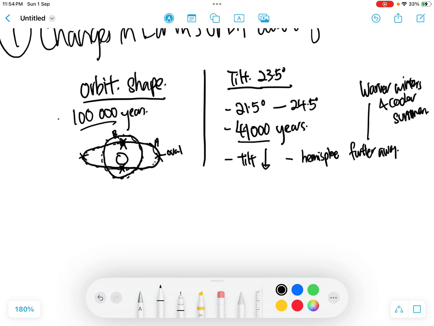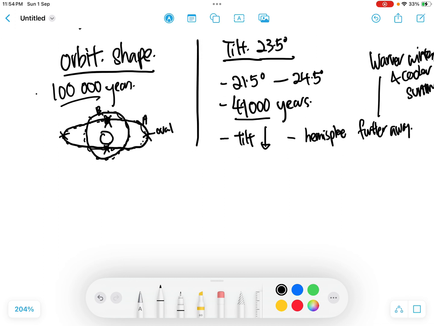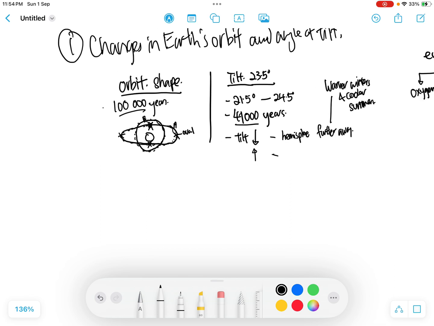Alright, and on the other hand, when the tilt increased, the hemisphere will be nearer, right? Okay, and that will lead to cooler winters and warmer summers. So every 41,000 years there is a variation in terms of the tilt.